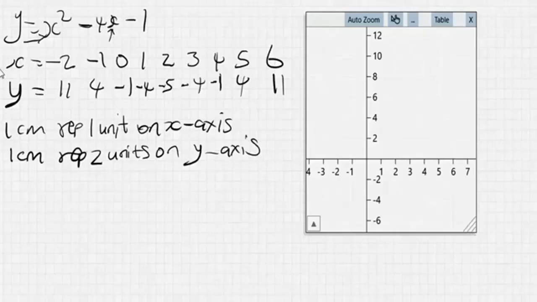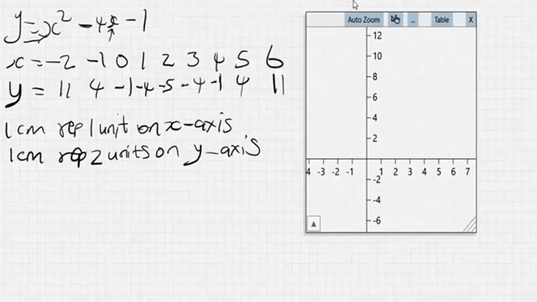The reason I used 2 for the y-axis is that my points are too extensive, I'm having up to 11, so this graph will accommodate all the points. In your graph you're doing in person, you can still use 1 cm represents 1 unit on the y-axis. Just use a nice scale that accommodates all your points. Having known that, let's go ahead and get our points and plot this graph.